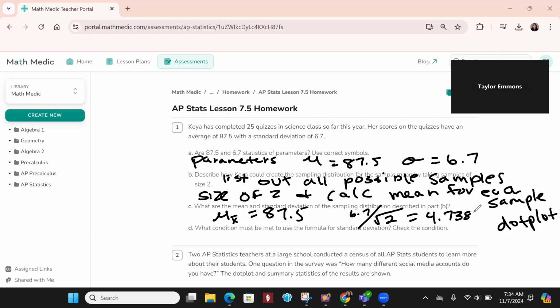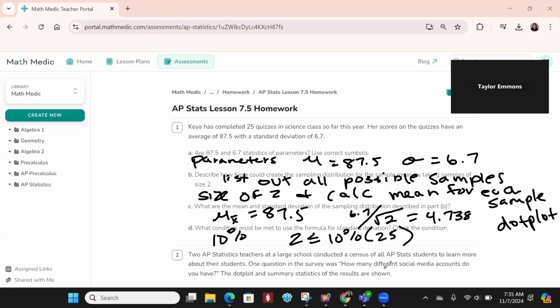All right, what condition must be met to use the formula for standard deviation? 10% condition, yes? Okay, so 10% condition. So is 2 less than or equal to 10% of the population, which was 25? Is that a true statement? Yes.